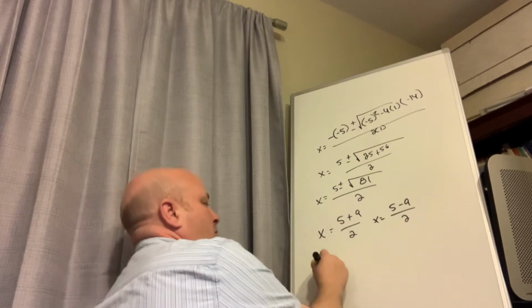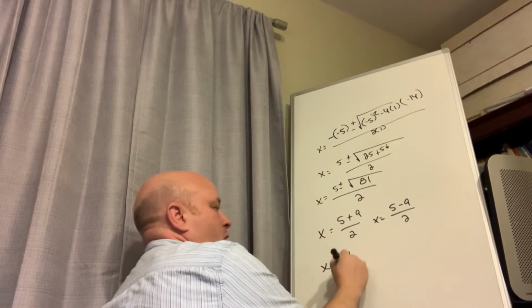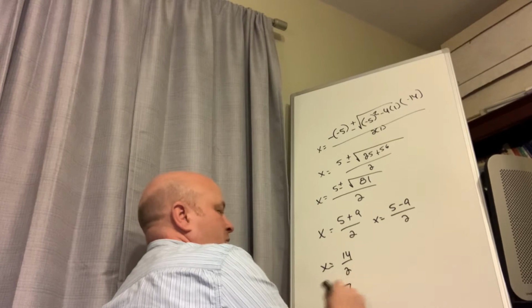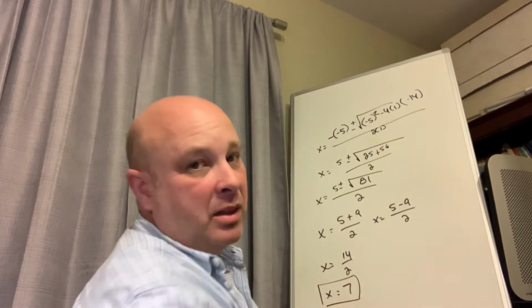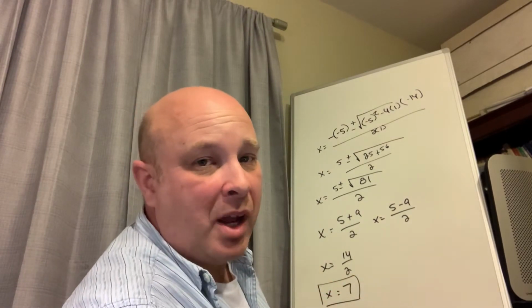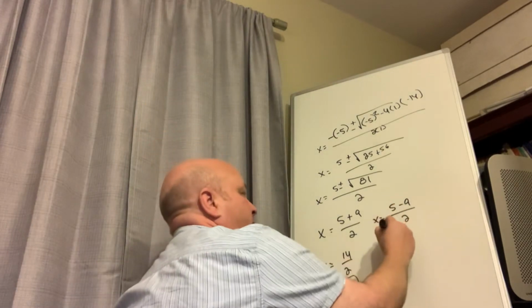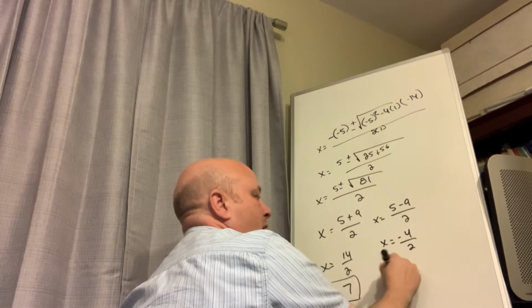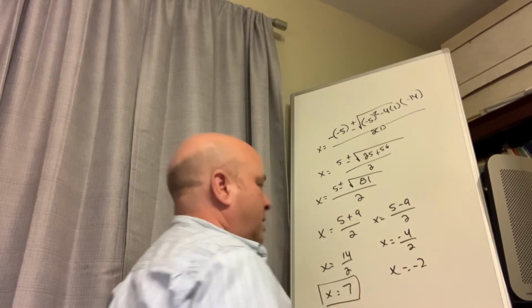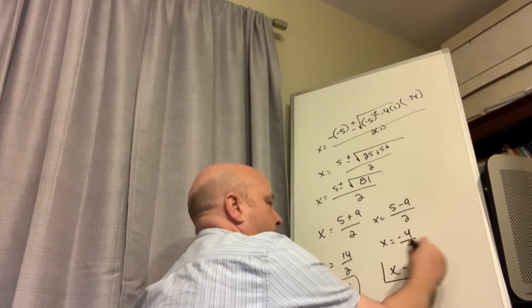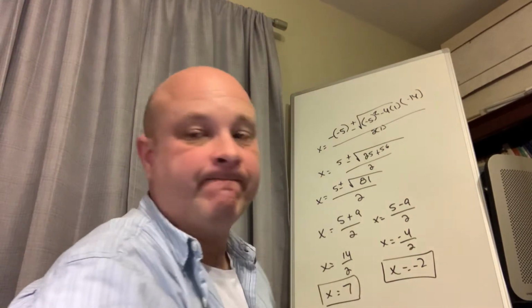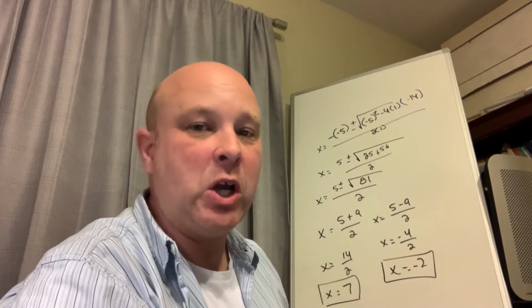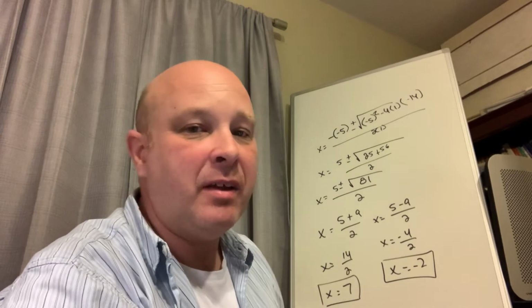5 plus 9 is 14, so X equals 14 over 2. X equals 7. That's an answer. Just goes on the page, right? 5 minus 9, X equals negative 4 over 2. X equals negative 2, okay? Couldn't be easier. That's the way that you do it.